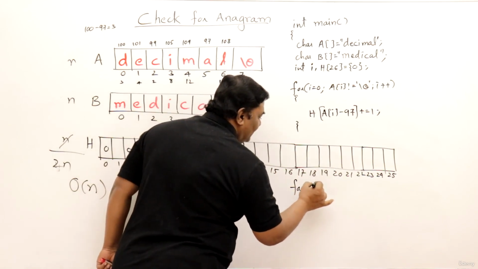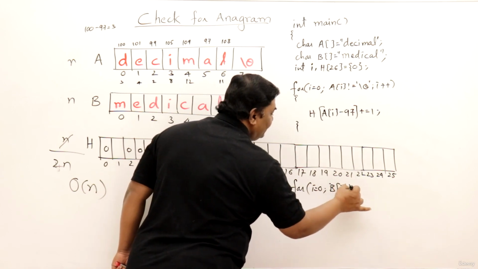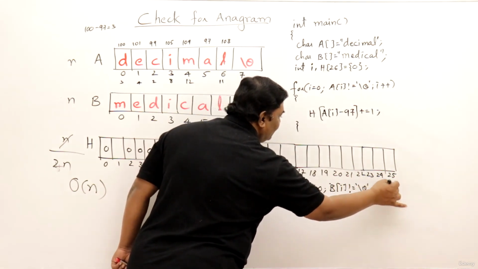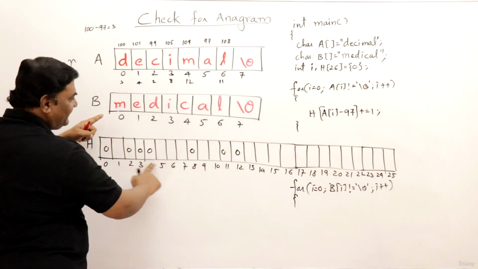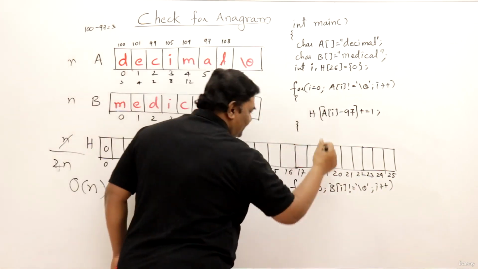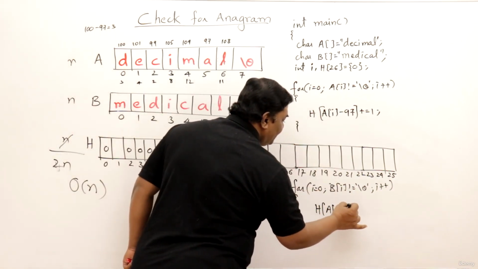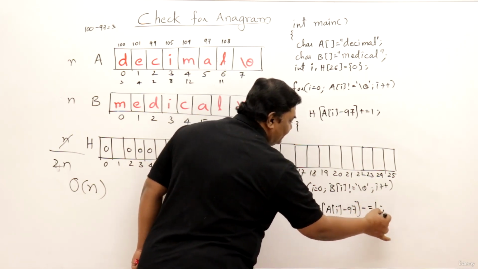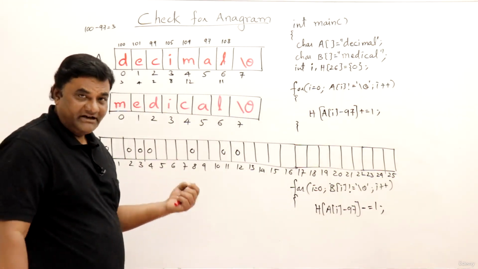Now the second string. Again I have to scan through the second string. For i assign 0, b of i is not equal to '\0', i plus plus. Then what do I have to do every time? Whatever the alphabet is, I should decrement at the same place. So the same thing, h of a of i minus 97, at that place minus assign 1. So 1 will be decremented. But after decrementing, check if it has become minus 1.